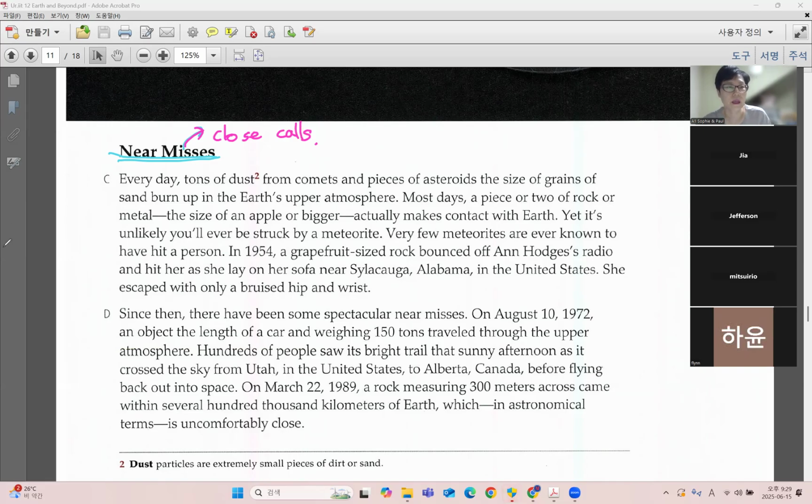All right. And it was close. All right, here we go. Every day. When? Every day. Tons of dust. Tons of means here a lot of, a great amount. A lot of dust. What is dust here? At the bottom, you see it. What is dust?